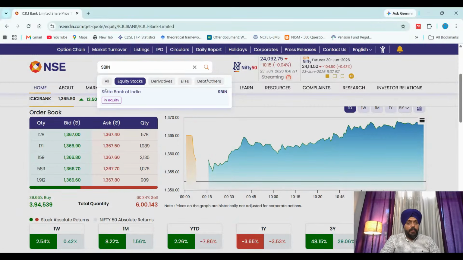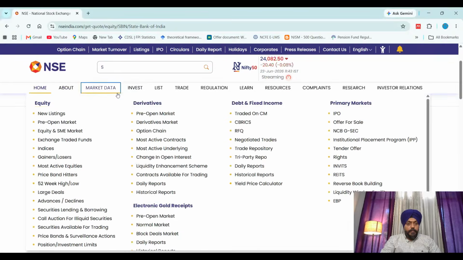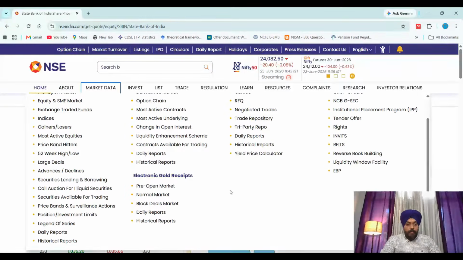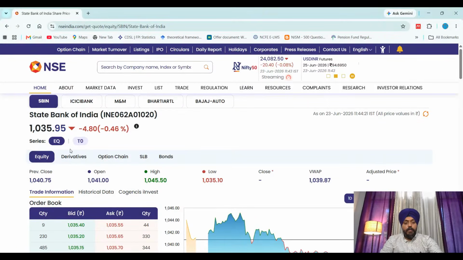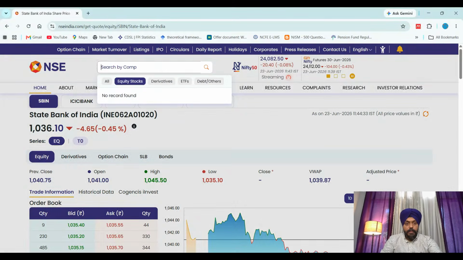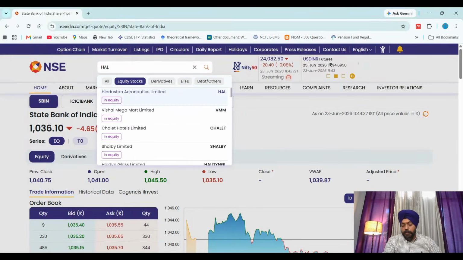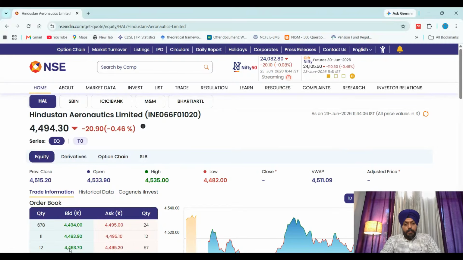Now let's go to the next stock, that is SBI. Okay, for SBI you can see it is also flat. So let's leave it. We consider the stocks which have a little bit of movement. HAL, let's see HAL now. Hindustan Aeronautics Limited. You can see it is also somewhat flat. So let's leave this.